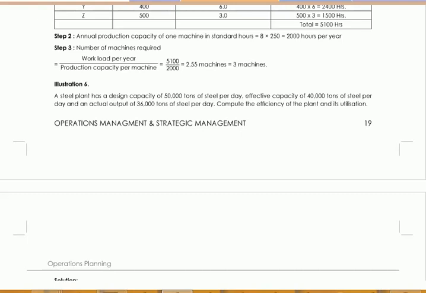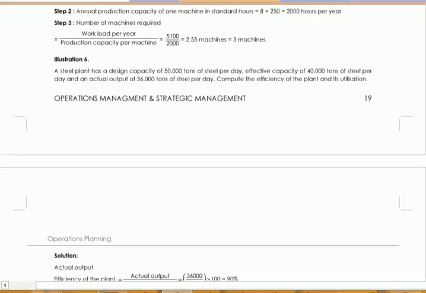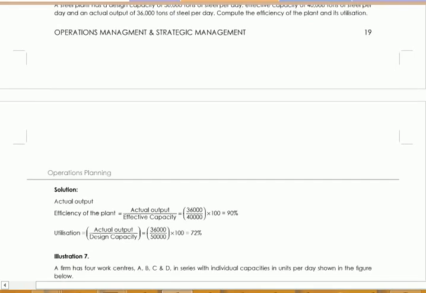They are asking us to find out the efficiency of the plant as well as the utilization of the plant. What is the efficiency of the plant as well as the utilization? One thing is very clear here, that utilization, whatever we are going to calculate, will be in percentage form, as well as efficiency, whatever we are going to calculate, in percentage form.